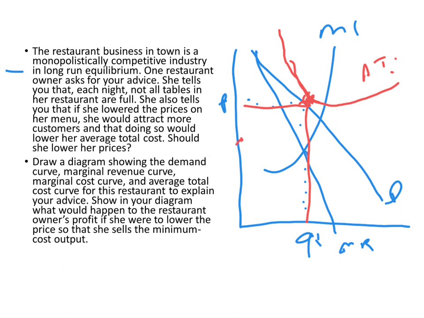If she decides to lower her price and actually produce here on the demand curve, is she going to be better off? Even though she increases her quantity, she's actually operating in the inelastic range of her demand curve, so that's a bad idea once her price goes down to there.